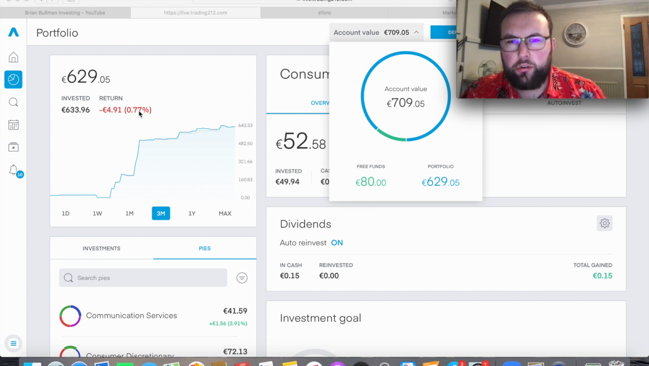But again, this is a great opportunity to dollar cost average in a lot of these funds because a lot of them are actually in the red, which we'll have a look at in a few seconds. And today I'll be investing a further €80 into this fund, which again might not seem like a lot of money, but over time, consistently adding in and dollar cost averaging will definitely pay off in dividends.